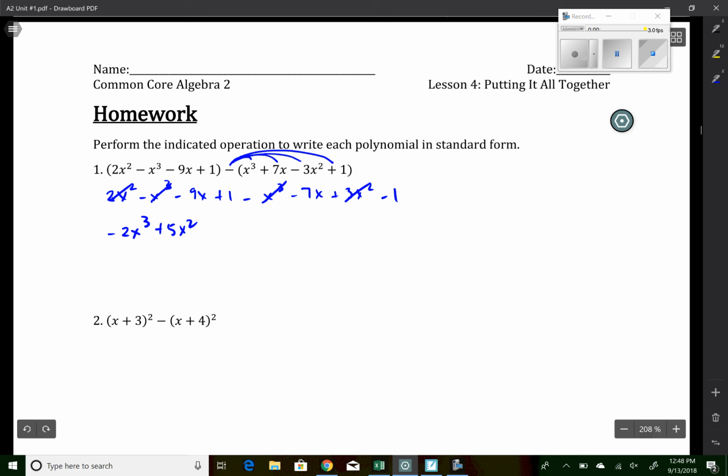Those are gone. Next biggest term is x, so that's negative 16x. And plus 1 and minus 1 become nothing. So there's your answer.